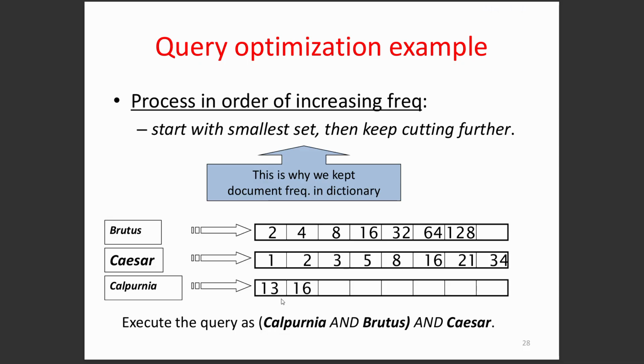Consider Calpurnia and Brutus. In these two, which document ID is common? 16 is common in both. So write 16 here, and Caesar also consists only of 16. So 16 and 16, you will be getting 16 as the answer.